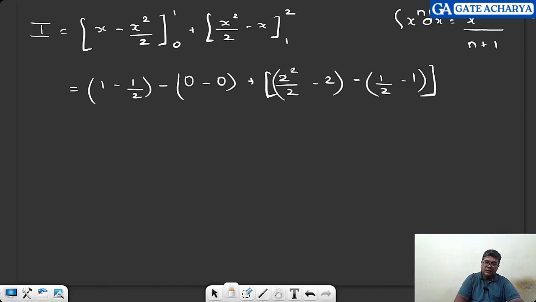Right? 2 square by 2 is what? 2 square is 4, 4 by 2 is 2. So this term entirely is 0. This is obviously 0. So the only term remaining is 1 minus 1 by 2, which is 1 by 2. That's 1 by 2 minus 1, and 1 by 2 minus 1 is minus 1 by 2. Then again minus is there here, so plus 1 by 2. 1 by 2 plus 1 by 2 is 1. That's it. So the integration area is 1.